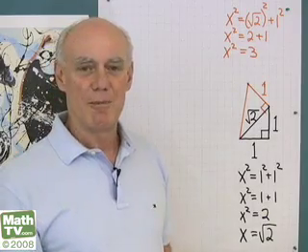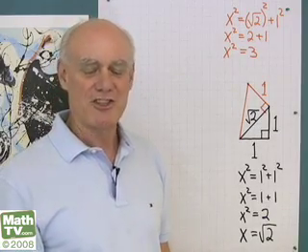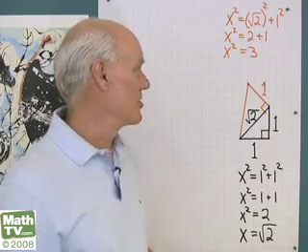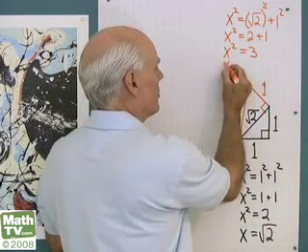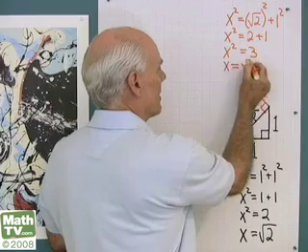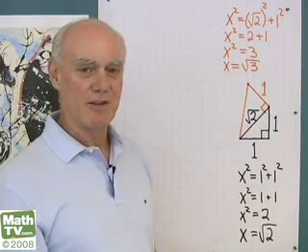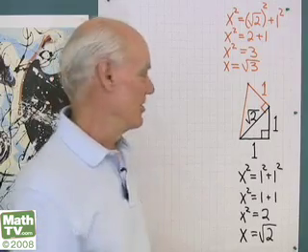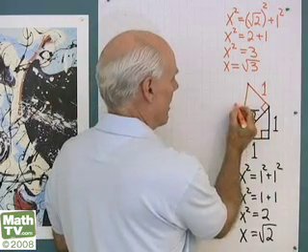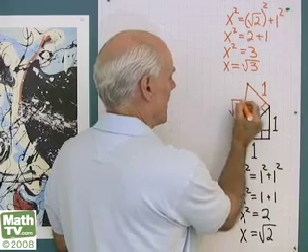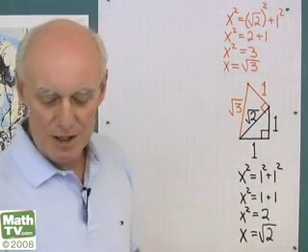Now, I have the same problem I just had. There's no fraction, and there's no decimal whose square is 3, so I have to use my new notation. x is the square root of 3. That's how I write it, and that stands for the positive number whose square is 3. So I'm going to fill this in now with square root of 3. That's the length of that hypotenuse.